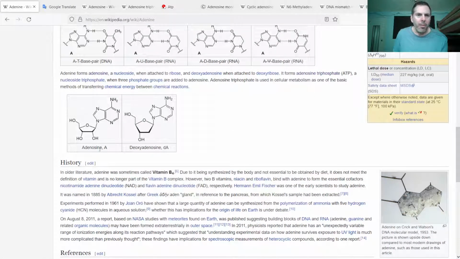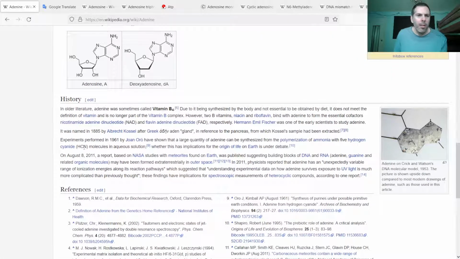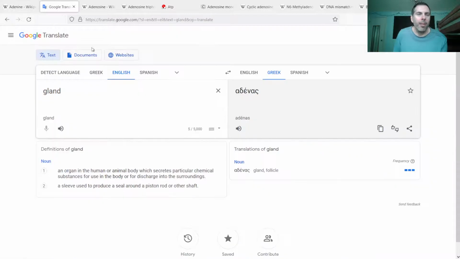And then the nucleoside is either adenosine or deoxyadenosine if it's missing the oxygen on the 2' carbon here. And adenine is named after the Greek word for gland, in reference to the pancreas. And you can see Greek here, similar to the prefix adenine.